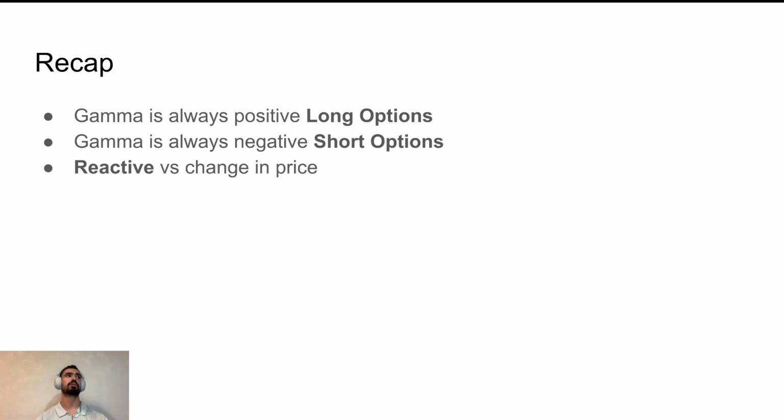So a recap, gamma is positive for long options, it's negative for short options, and it's reactive to a change in underlying price. And when market makers have positive gamma, they buy and sell against price movements. And when gamma is negative, they buy and sell with price movements.